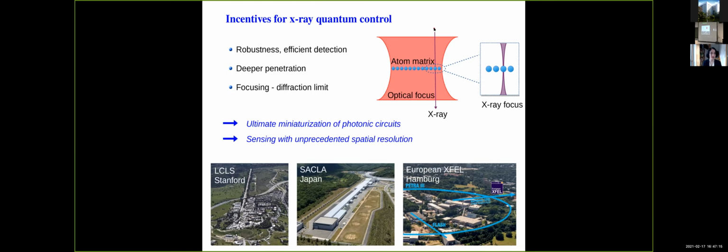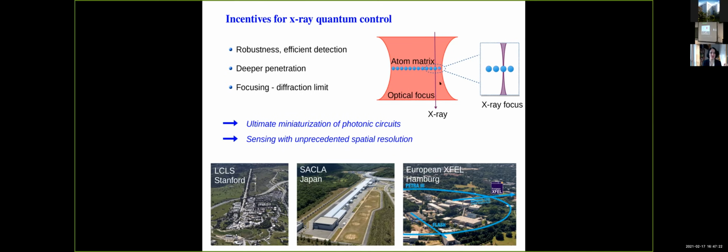So with X-rays, because their diffraction limit comes at an angstrom or less, you can in principle focus on the size of an atom and address individual atoms. And this would mean that we can reach ultimate miniaturization for photonic circuits, also sensing with unprecedented spatial resolution.